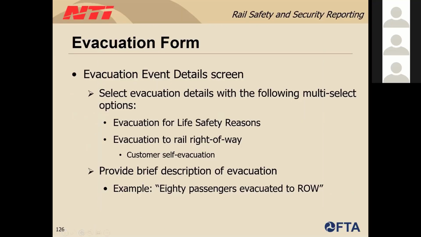The first question on the evacuation event screen is to confirm that the evacuation was for life safety, to the rail right-of-way, or if either of these situations were a self-evacuation. You may select as many options as are needed. Please include a brief description of the evacuation, including the cause.